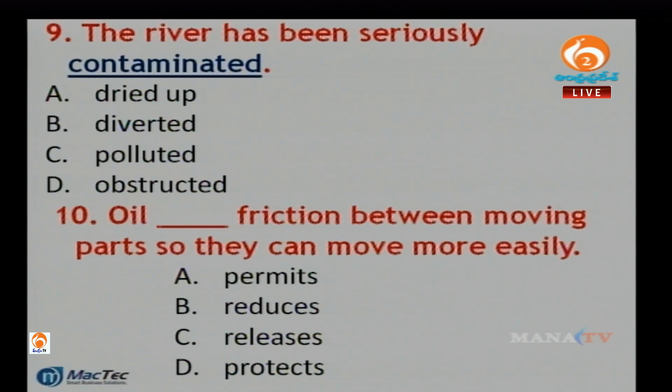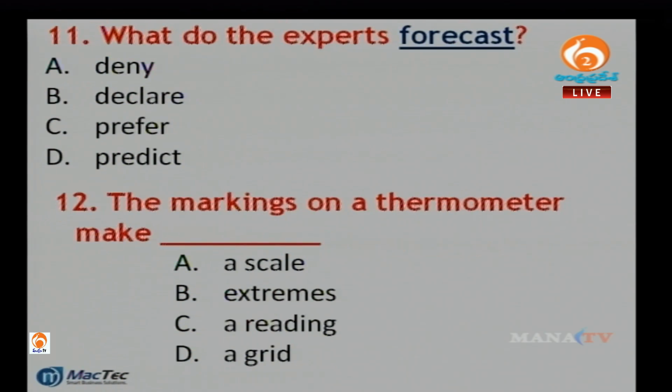Number 10. Oil dash friction between moving parts so that they can move more easily. It permits friction, reduces friction, releases friction, protects friction. And the correct answer is option B, reduces. The lubricant, the oil, it reduces friction between moving parts so that they can move more easily.